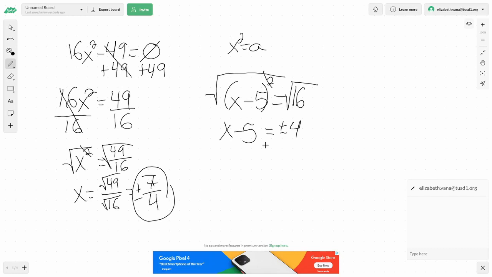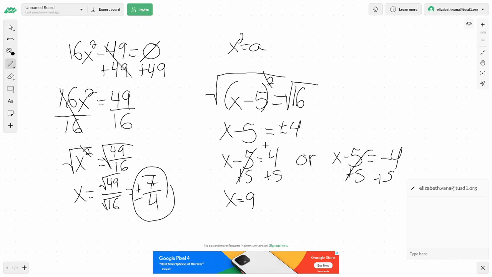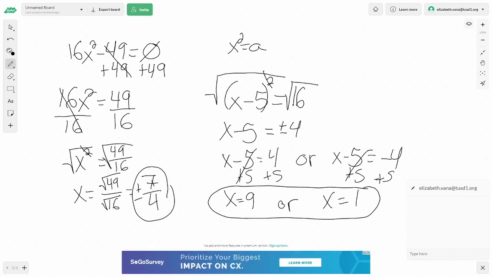What if this was a positive 4? And what if this was a negative 4? So now I have x minus 5 equals 4, or x minus 5 equals negative 4. Add 5 to both sides, I get x equals 9. Add 5 to both sides, I get x equals 1. So in this case, I get two different answers. It could either be 9 or 1. They will both give me the correct answer.